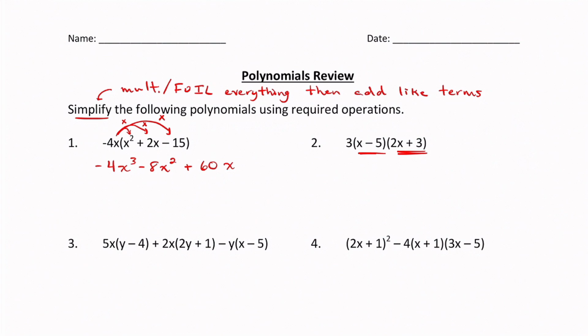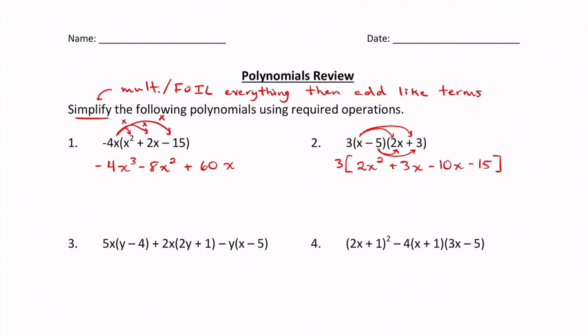For number 2, we now have 2 terms in each set of these brackets, so we're going to have to use our FOIL method for this, and then after we're going to multiply the 3 in. So leave the 3 out front, and then do all of this foiling. So we're going to have x times 2x, x times 3, negative 5 times 2x, and negative 5 times 3.